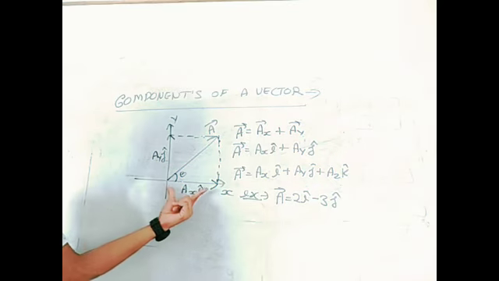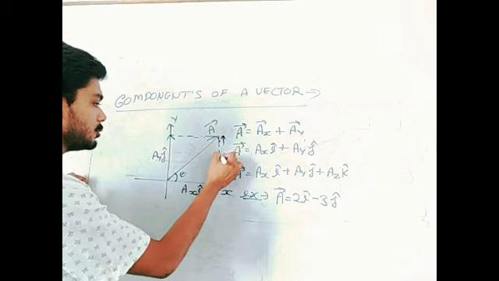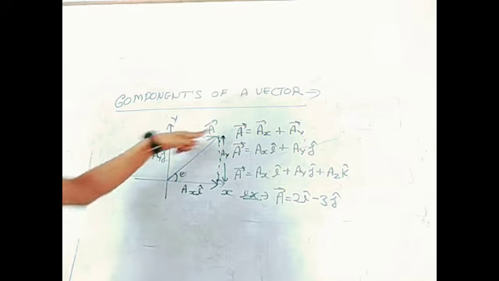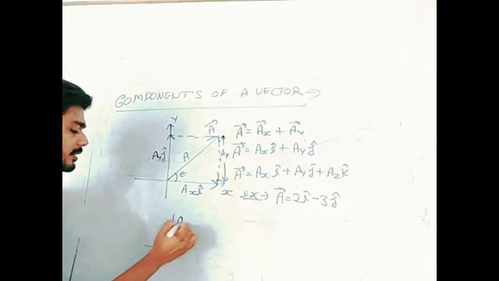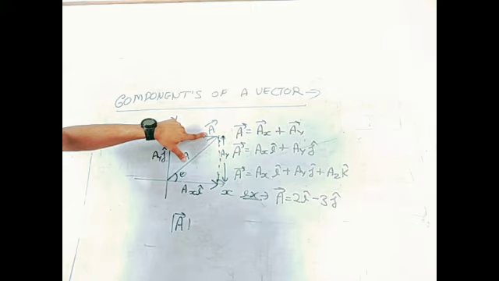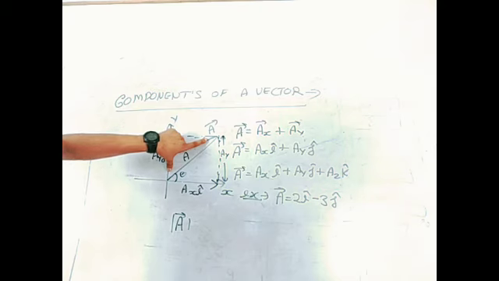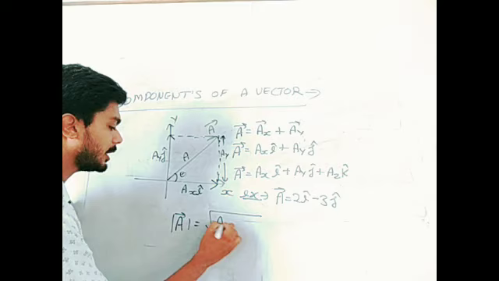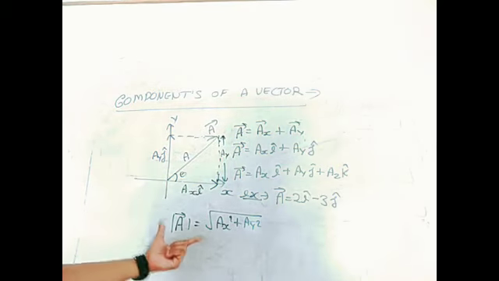Suppose students, this is ax and this is ay. If this is ay, then this length will also be ay. And if you apply the Pythagoras theorem, you will get the length of the diagonal, which is called the magnitude of A. The length of the vector is called magnitude, and the head gives the direction. The length of this vector A is called magnitude, and it can be obtained using the Pythagoras theorem. Pythagoras theorem says under root perpendicular square plus base square, that is ax square plus ay square.